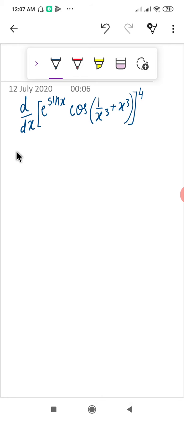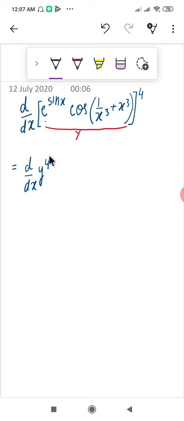Now if I want to solve it, then very first thing, write this whole expression as y. Are you getting this point? We cannot solve it in one step. So we have to solve it carefully, step by step, and we will write it as d by dx of y to the power 4.